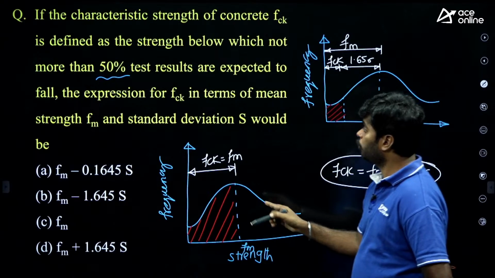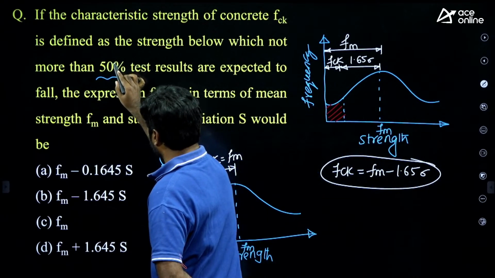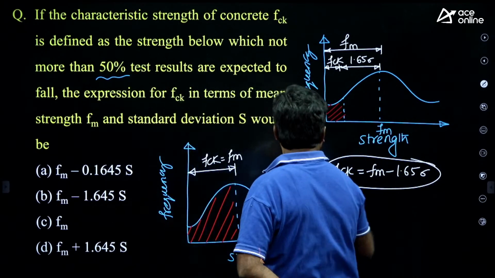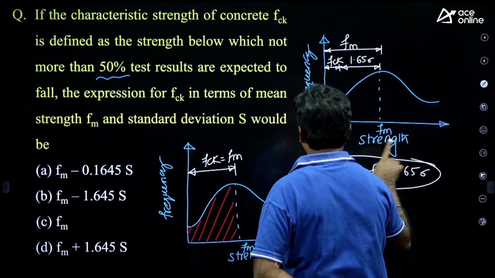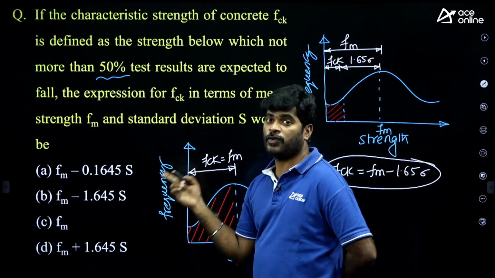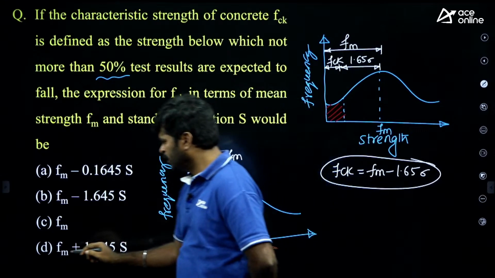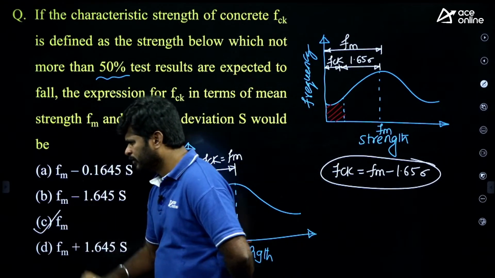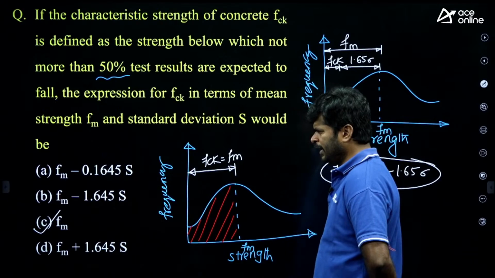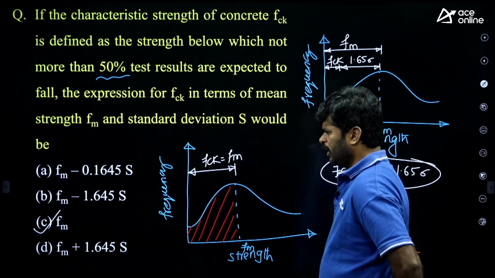Suppose if they give 5%, then Fm minus 1.65 times sigma. But here given 50%, so option C is correct. Okay? Option C is correct. Next.